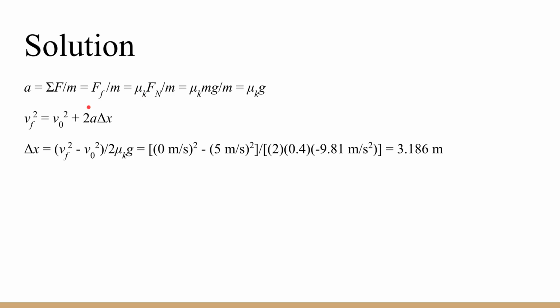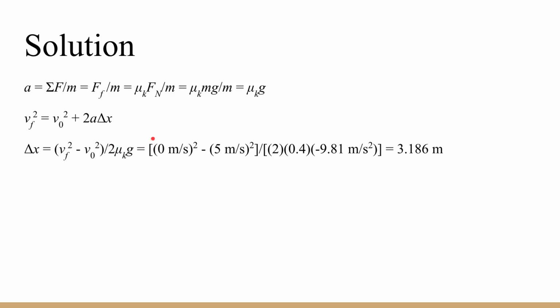So what I did is I went to this kinematic equation. Remember from kinematics, this equation, v_f squared equals v naught squared plus 2a delta x. So I just solved for delta x. I subtracted v naught squared and divided by 2a. Then I just subbed in this mu k g for a. So this is the final symbolic expression.